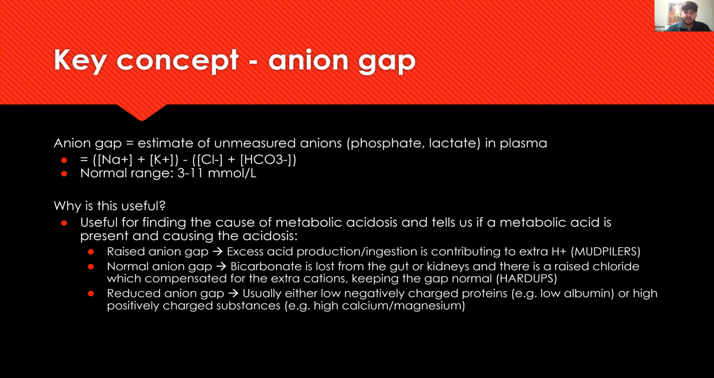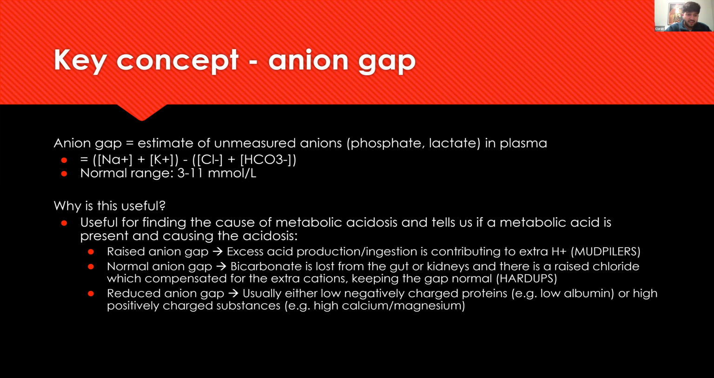Based on this, you can begin to infer what the underlying cause of the base disturbance is. For example, if there's a raised anion gap, there's an excess of acid production or ingestion, which is contributing to the extra protons. And there's a useful acronym called MUDPILARS, which you can look up, which gives you a differential of different causes of a raised anion gap metabolic acidosis.